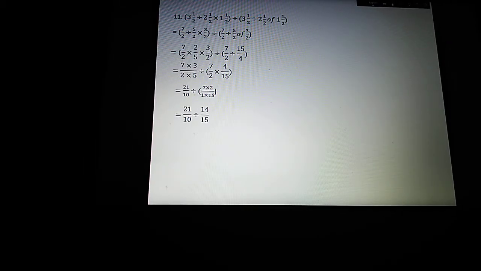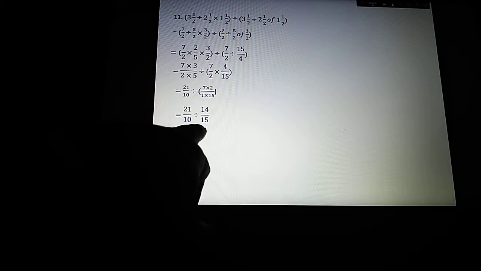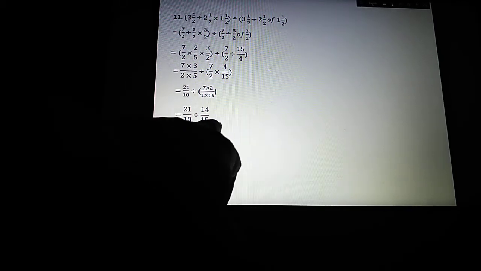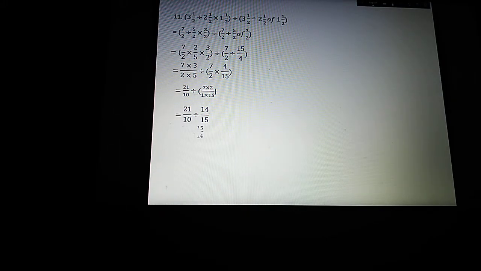So 21 by 10 divided by 7 2s are 14 and 1 15s are 15. Again we have to convert the division sign into a multiplication sign and find the reciprocal of 14 by 15. As a result, it has become 21 by 10 into 15 by 14.